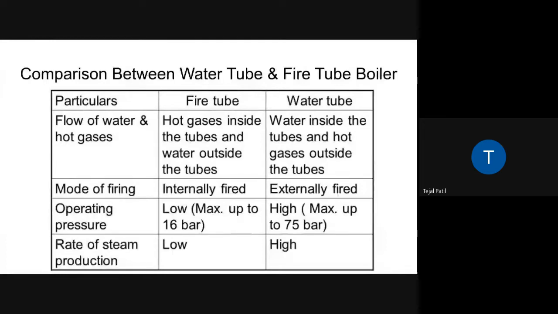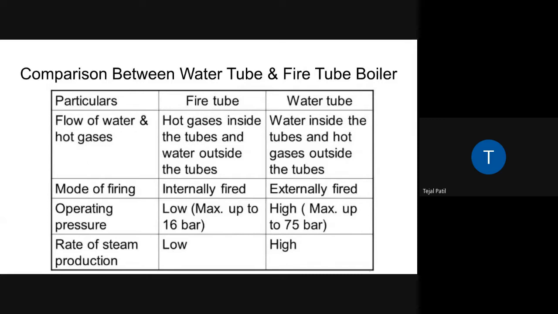While in a water tube boiler, as the water is inside the tube, you can see the volume is less. Okay, so the water is having less volume and it is gaining more heat from the hot gases. As volume is inversely proportional to pressure, when the volume is reduced, you get more pressure. The maximum pressure which you can obtain in the water tube boiler is 75 bar.